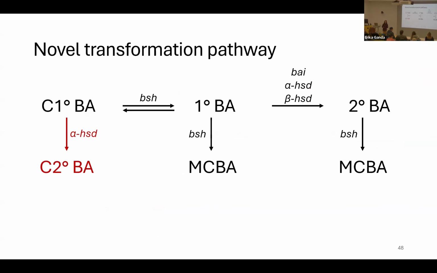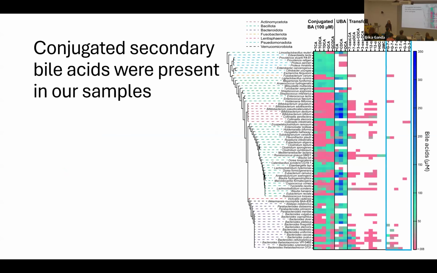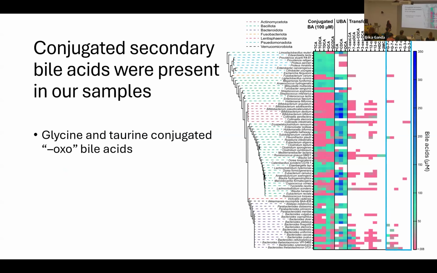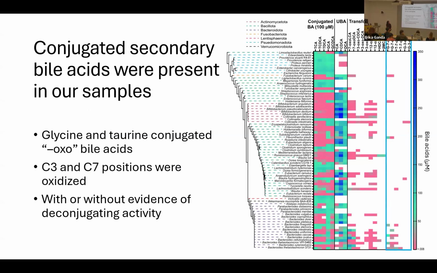And so, as I've mentioned before, we do untargeted methods. So I went back through all of the data I've already shown and looked for conjugated secondary bile acids in our samples. And we see that they were there the whole time. This is the same heat map as before. We added a few more columns for those 6 conjugated secondary bile acids that I was talking about. And they are both glycine and taurine oxo bile acids at the C3 and C7 position. And if you look down here, we're getting actually pretty significant concentrations in a few of them. And in some of these cases, deconjugation did occur. But in some of these cases, there was no evidence of deconjugation occurring.